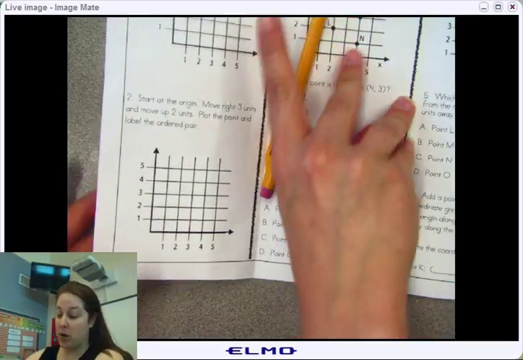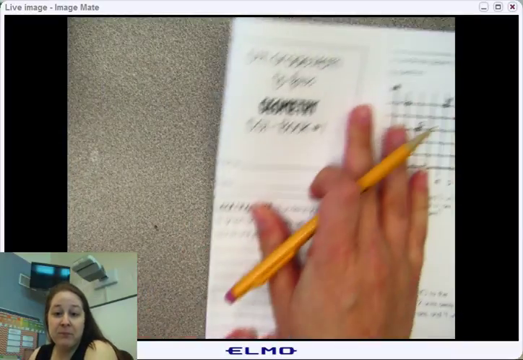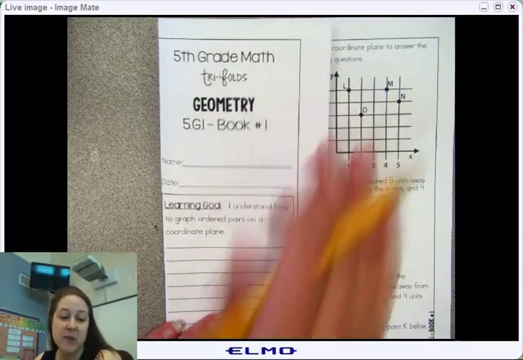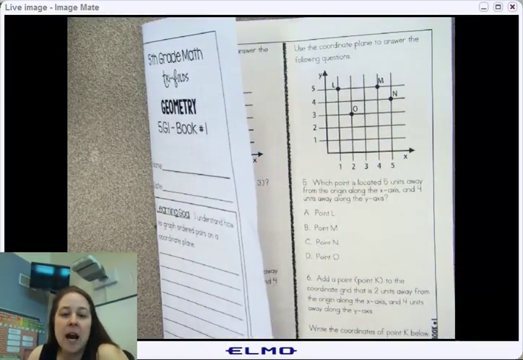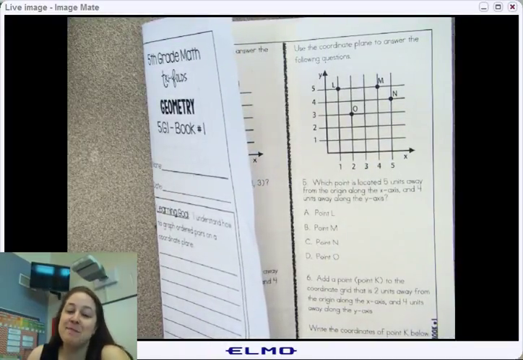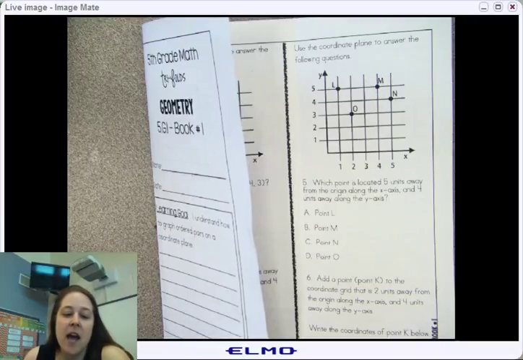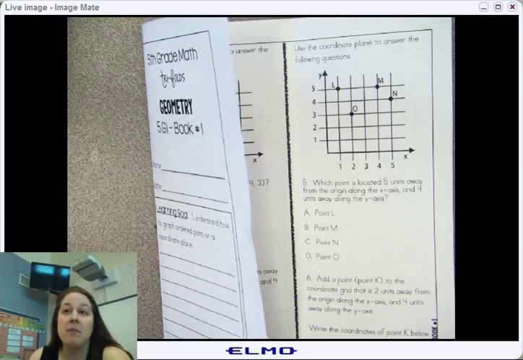We are working on 5G1 today. This is going to be coordinate points. This is one of our favorites. If you've ever played Battleship, you should excel at the center. This doesn't take long, and it is a fun way to learn something.